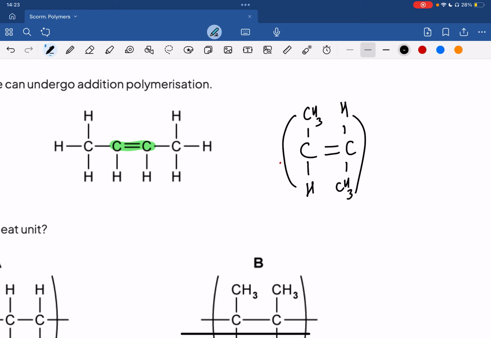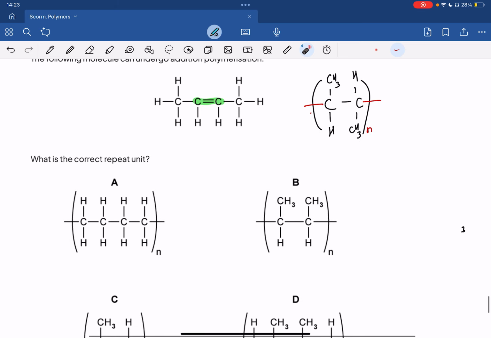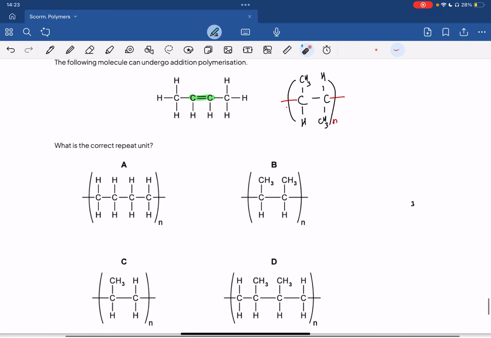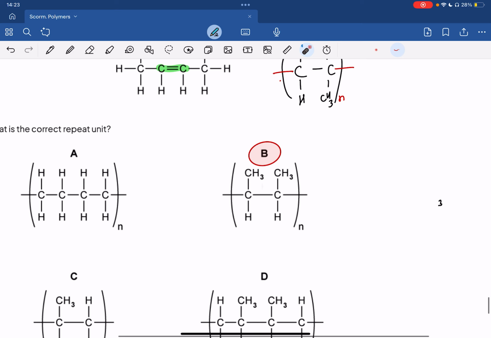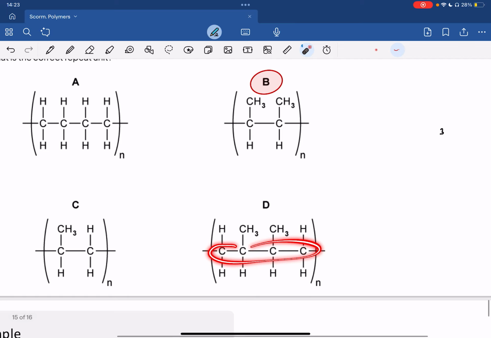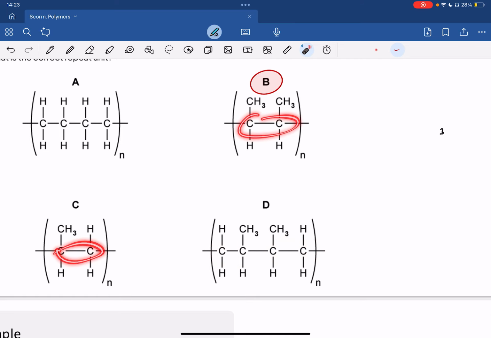So what's the next step? Erase the double bond and add arrows and put n. So what will be the correct answer? I believe the correct answer would be B. Always remember, in polymers, always the carbon-carbon is 2, so we cannot write this kind of polymer. Also 4, so there should be 2 and 2 carbons in the middle.